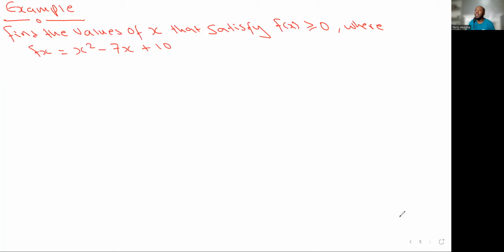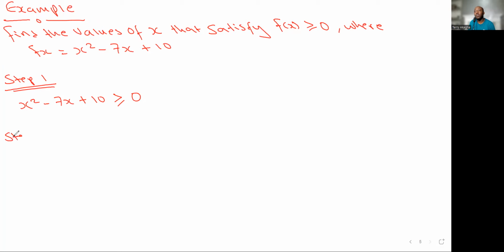So we're going to have, yes, step 1. So we have x squared minus 7x plus 10, okay? Now we're told that this f of x is greater than or equal to 0. Is that okay? So now we already have this.